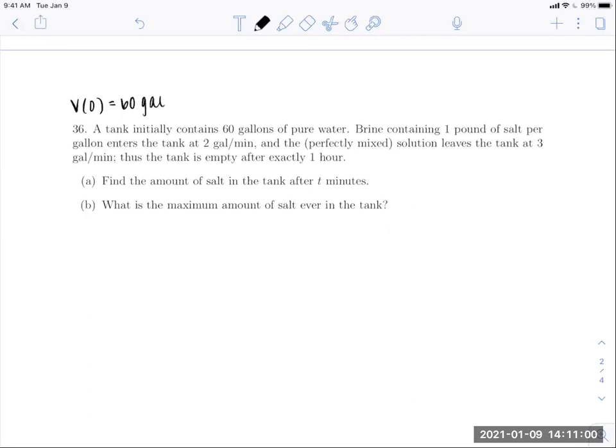And there's also one little bit of information that oftentimes gets looked over. Pure water. They're telling us that the tank initially has 0 solute. It is pure water. So that means at time 0, there is 0 amount of solute. So I'll say 0 pounds, write it like lbs. 0 pounds of solute in that initial tank.